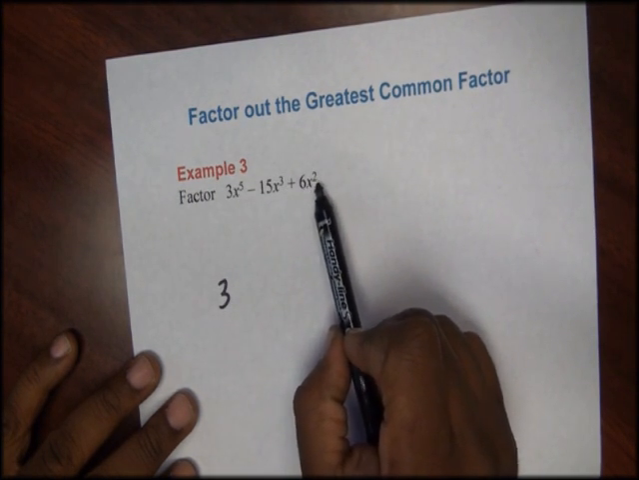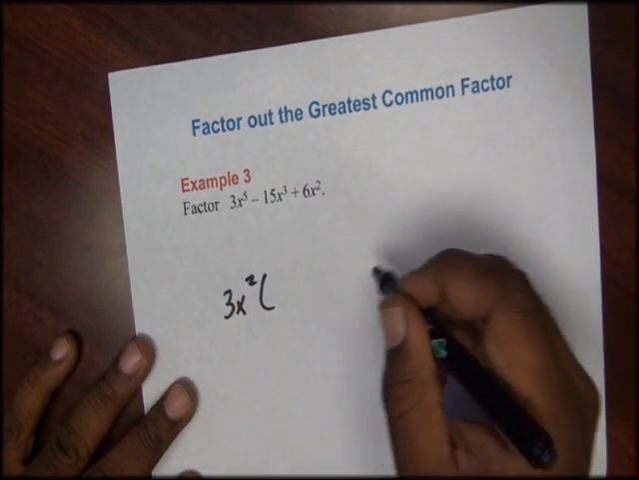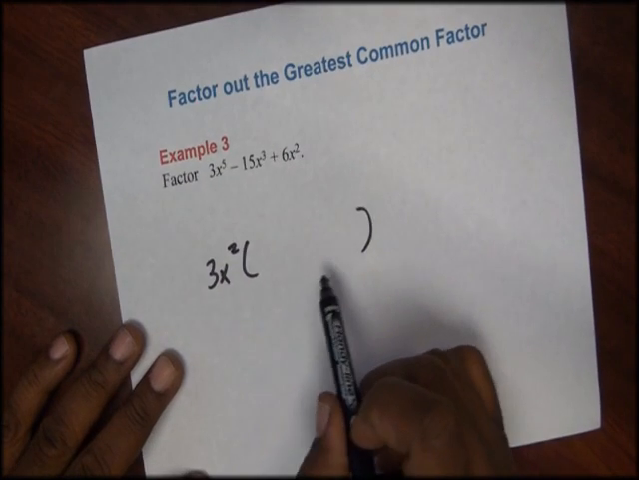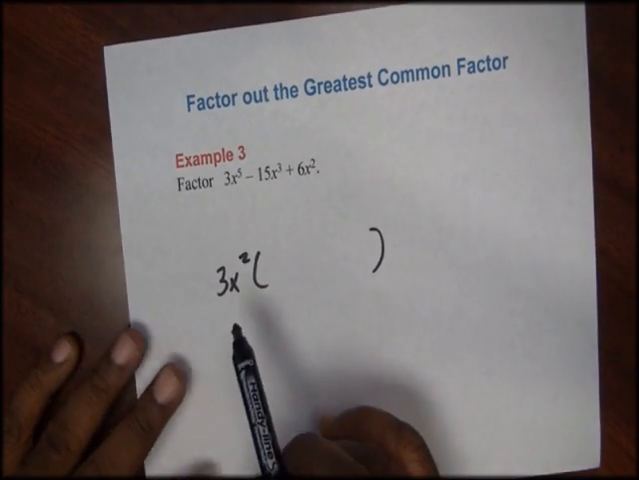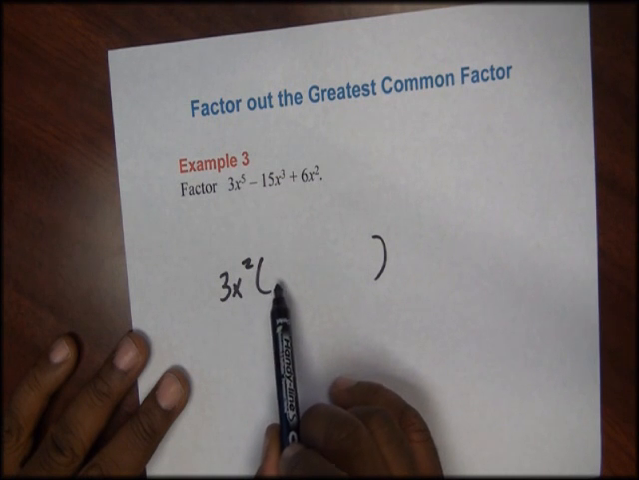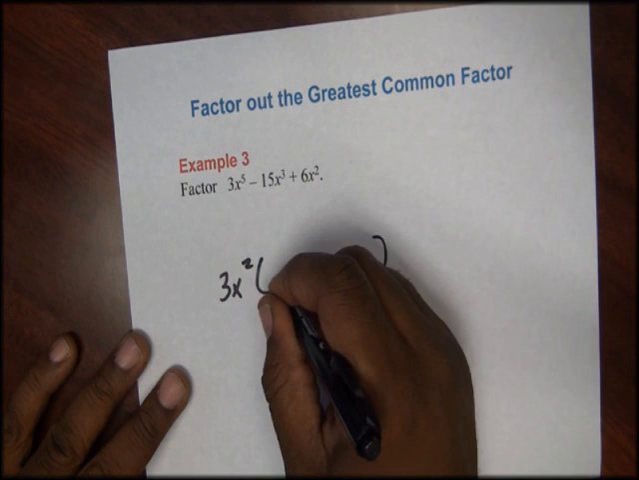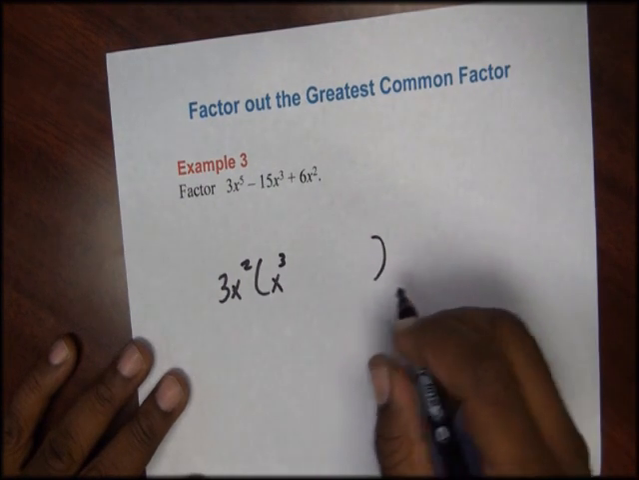So the least power on x is x squared, so I'll factor that out. And now I'll determine what's left on the inside of my parentheses by multiplication. So 3x squared times what quantity would give us 3x to the fifth? That would be x cubed.